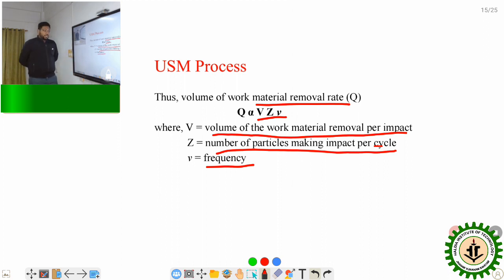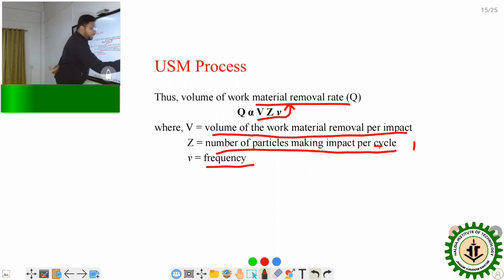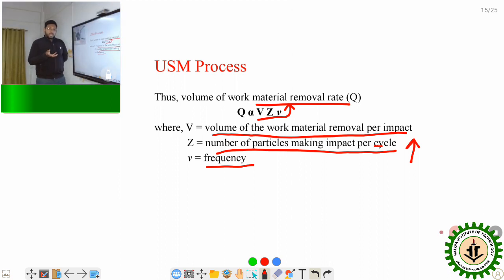As we know, the frequency is very high but the amplitude is low. So generally the frequency will be very high, but the number of particles making impact per cycle, if we increase this number, then what happens? There is a slight chance that it will actually block the nozzle. So there is a limitation of this Z. That's why we cannot increase the MRR as much as we want. We can increase the MRR, but it will be up to some limit.